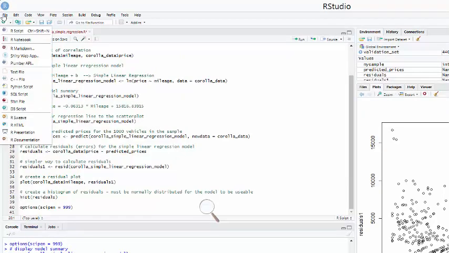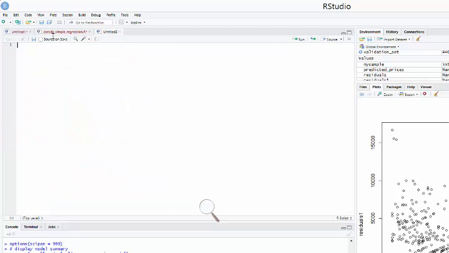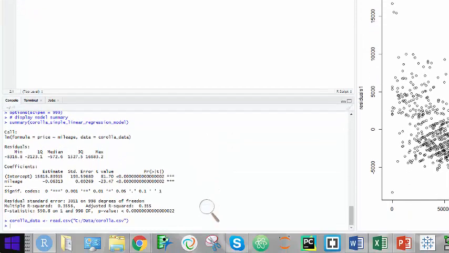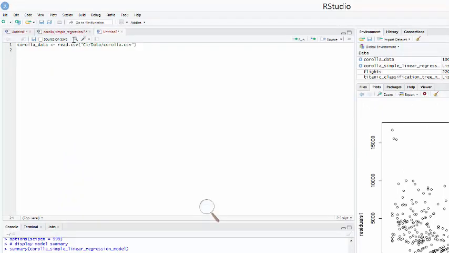So let me go ahead and start a new R script and do the same exact thing. Corolla_data, I'm going to read the file with read.csv from the C data folder, Corolla.csv. Alright, hope it doesn't give me any problems. How do I build the model which includes all columns, except price of course, as my predictors? Any ideas?